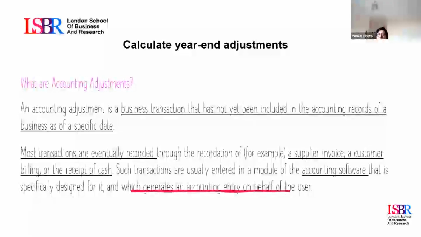But what are the accounting adjustments? So the accounting adjustments are all these business transactions that have not yet been included in the accounting records on a specific date. So remember a specific date, because we need to present financial statements. And most of the transactions are recorded daily or frequently, like for example, invoice or customer billing or received cash. And basically the company has this accounting system to record every transaction daily or at the moment, no?